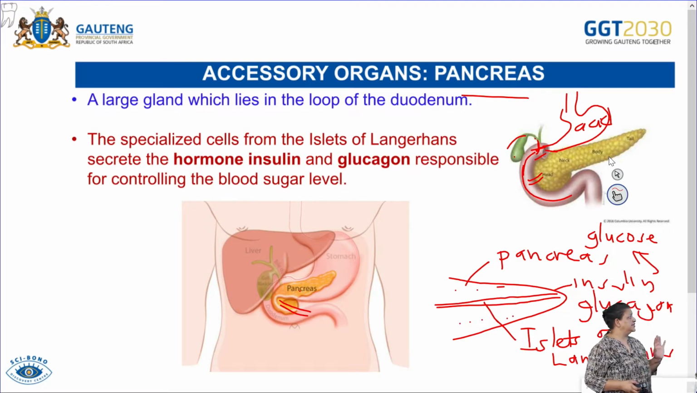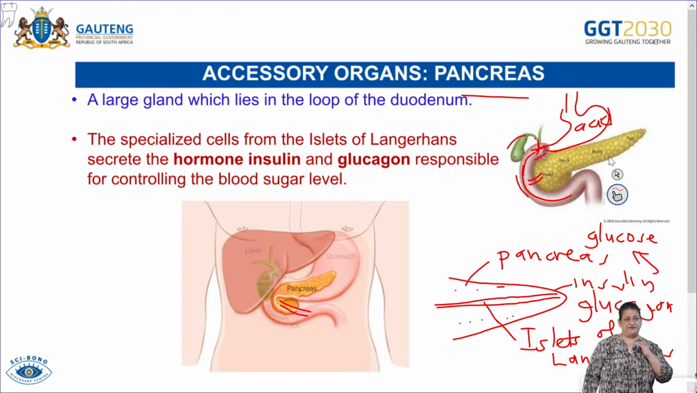So now that we said that, let's look at it. The pancreas is a large gland which lies in the loop of the duodenum, below the stomach, just where the small intestine leaves the stomach. If you're going to become a doctor one day, or a gastroenterologist, and you're going to dissect people, you need to know where the pancreas is. If they're having pancreatic cancer, you need to know where to look for the pancreas. Below the stomach, in the loop of the duodenum, I find that leaf-like gland.